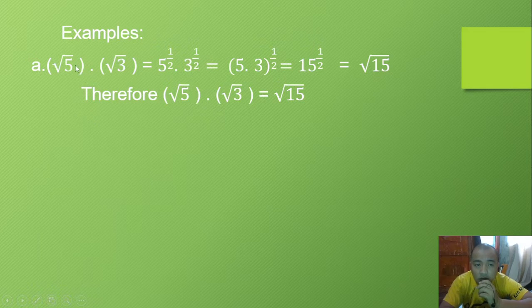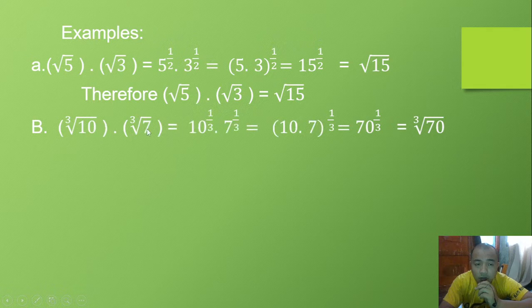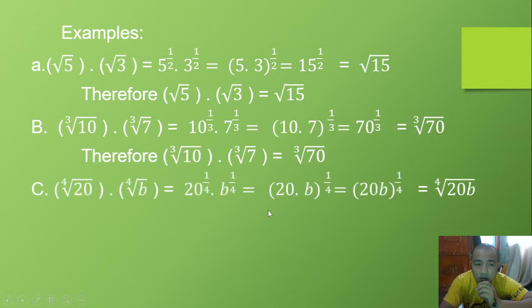Examples. The square root of 5 times the square root of 3: they have the same index, which is 2, so we just multiply 5 and 3. 5 times 3 is the square root of 15. The cube root of 10 times the cube root of 7: they have the same index, so multiply 10 and 7. The cube root of 70. The fourth root of 20 times the fourth root of b: same index, so multiply 20 and b. So the fourth root of 20b.